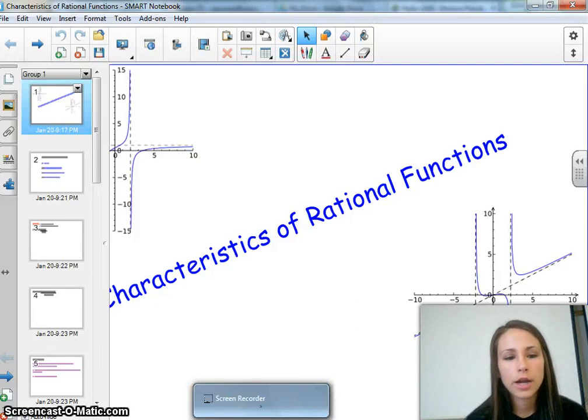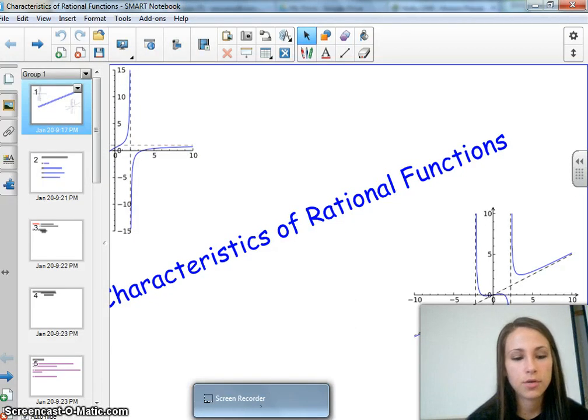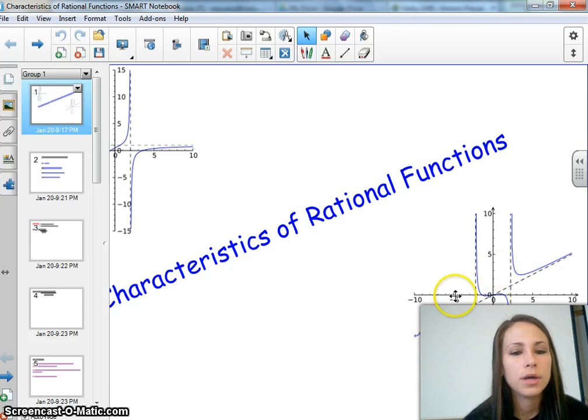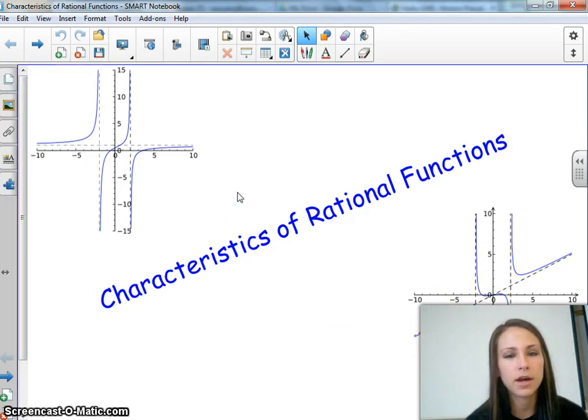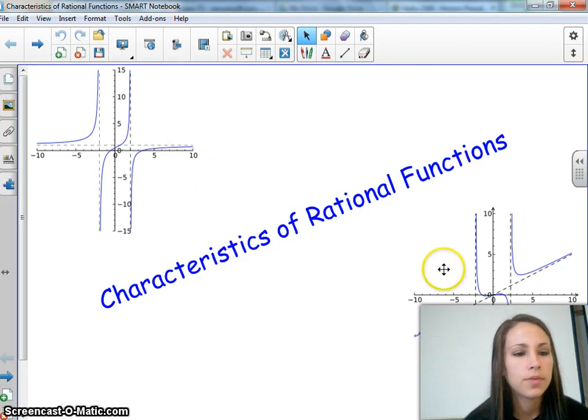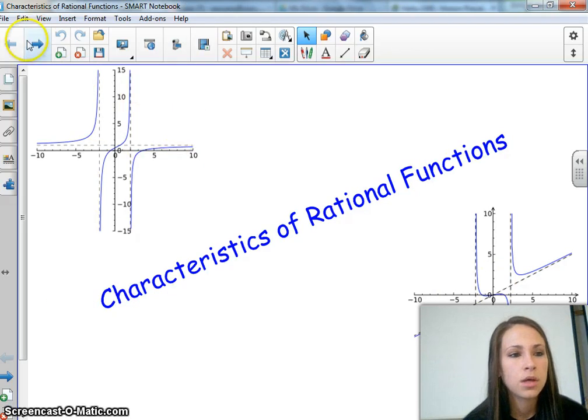Alright, so we're going to start characteristics of rational functions, and I really like this. I think it's kind of fun, but you'll be able to see how everything that we've been doing with simplifying rational expressions comes together to tell us stuff about rational functions. So these are also very important when you get to calculus.